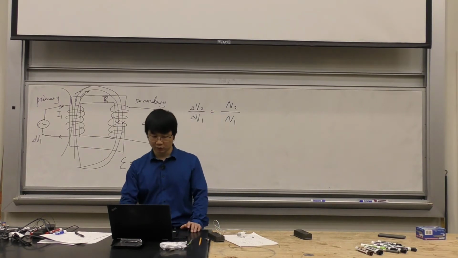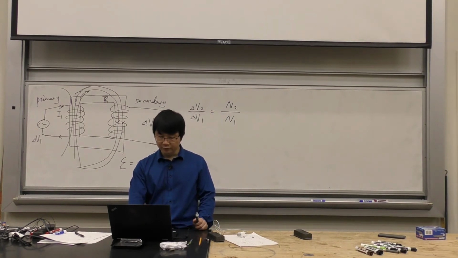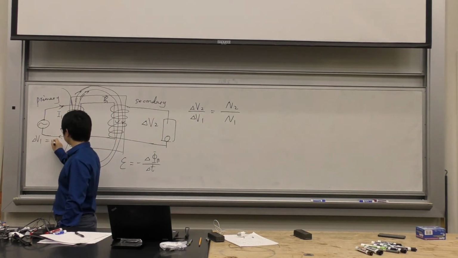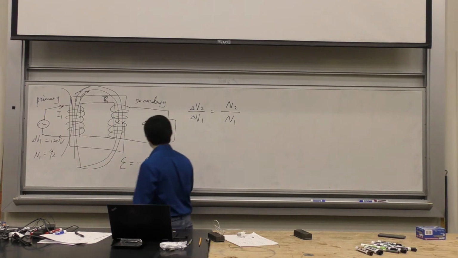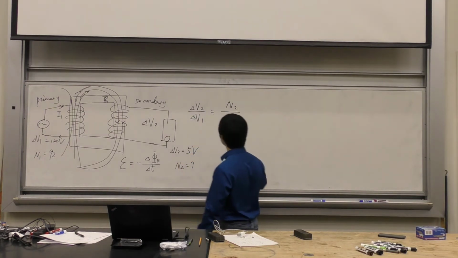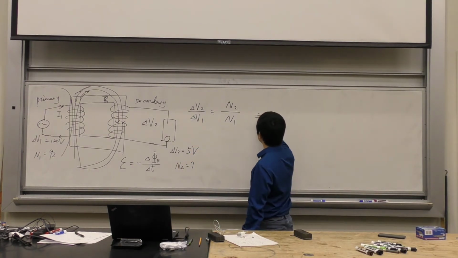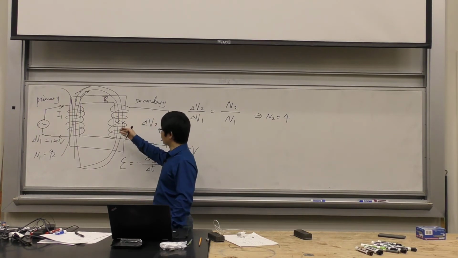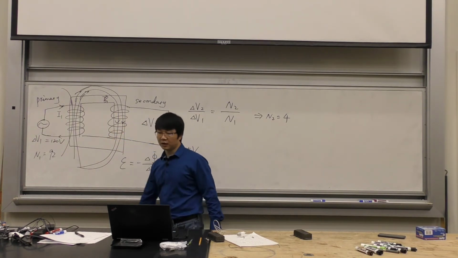So you can pause the video and then finish the algebra, okay? So let's see. The problem actually tells you V1 is 120 volts, right? And N1 is 92 turns. And V2 I want to get is 5 volts, okay? I want to find N2. You just rearrange this equation, you will find N2. It's going to be 4, right? So it needs 4 turns on this side to convert 120 to 5, okay?